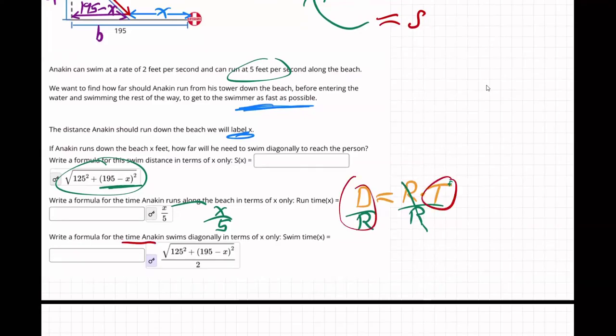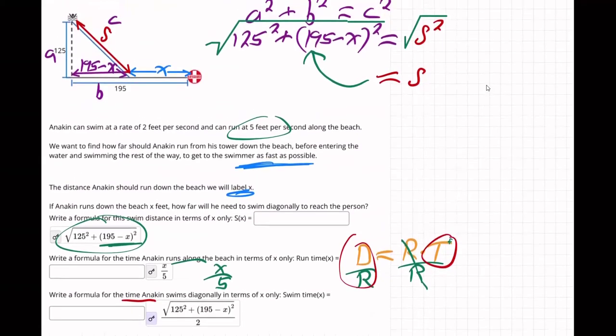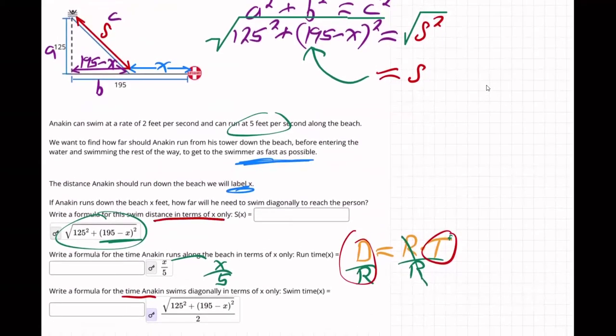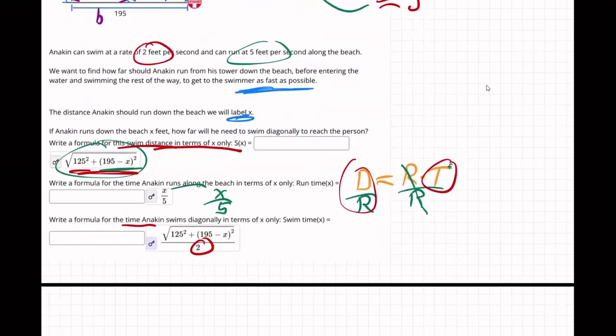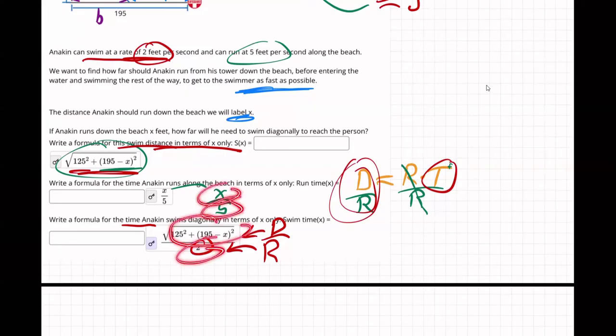Well, again, time is d over r. So we already have the distance Anakin swims, right? This right here. The swim distance is that formula right there. So we put that over 2, because that's the rate. And this is the distance. Distance over rate will give you time. So that's how long he spends running, and that's how long he spends swimming.